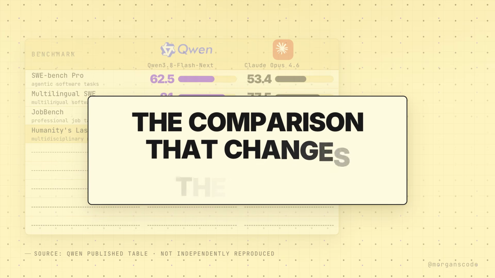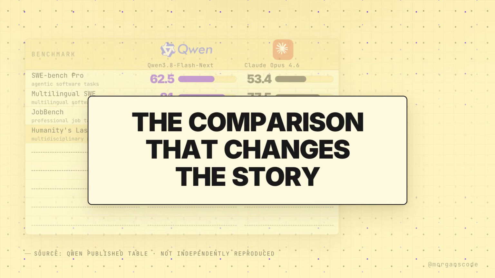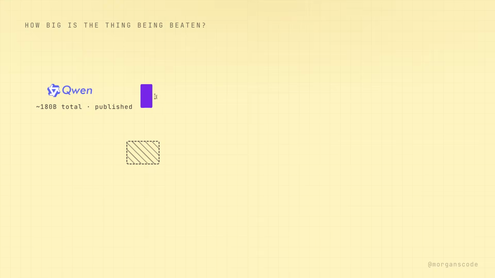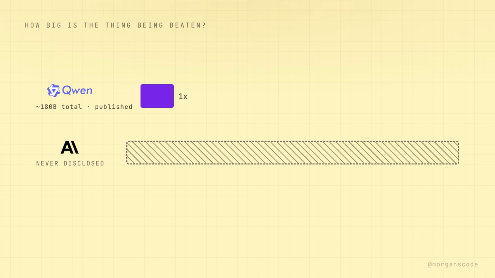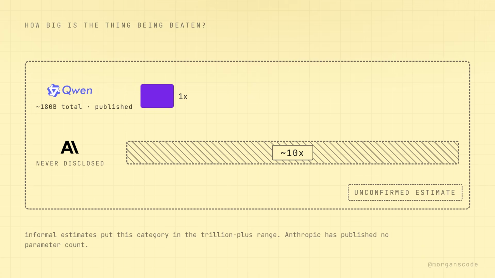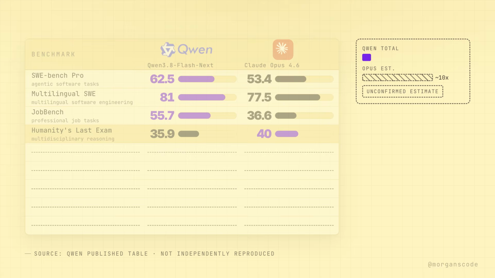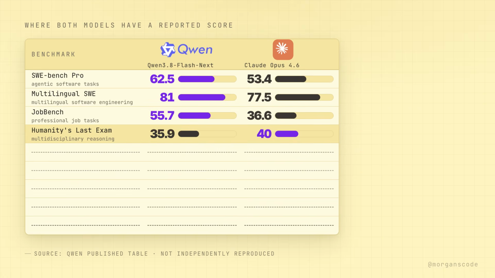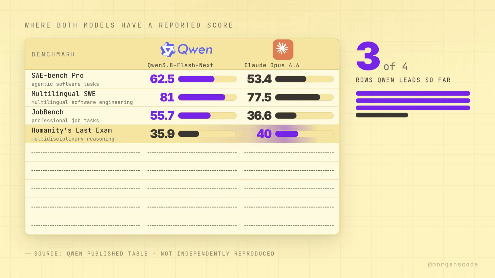Now we reach the comparison that changes the entire story. Claude Opus 4.6 is a closed frontier model. Anthropic has never disclosed its parameter count, although informal estimates place models in this category in the trillion-plus range, potentially around 10 times the total size of Flash Next. That estimate is unconfirmed. But the benchmark table is public. Where both models have reported scores, Qwen beats Opus 4.6 across almost the entire table.